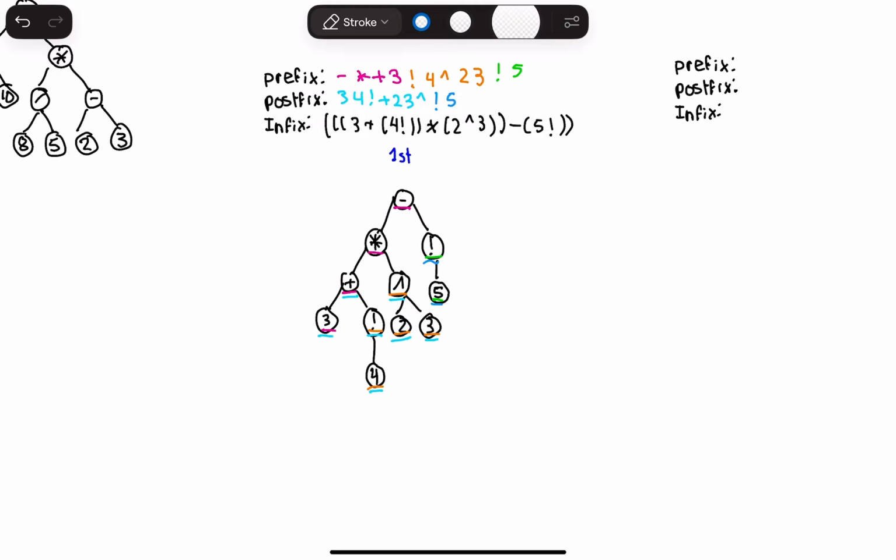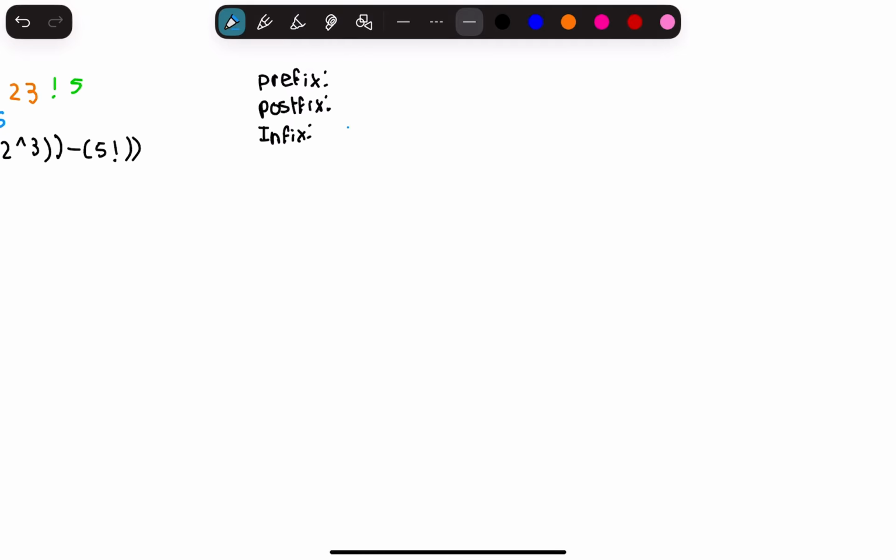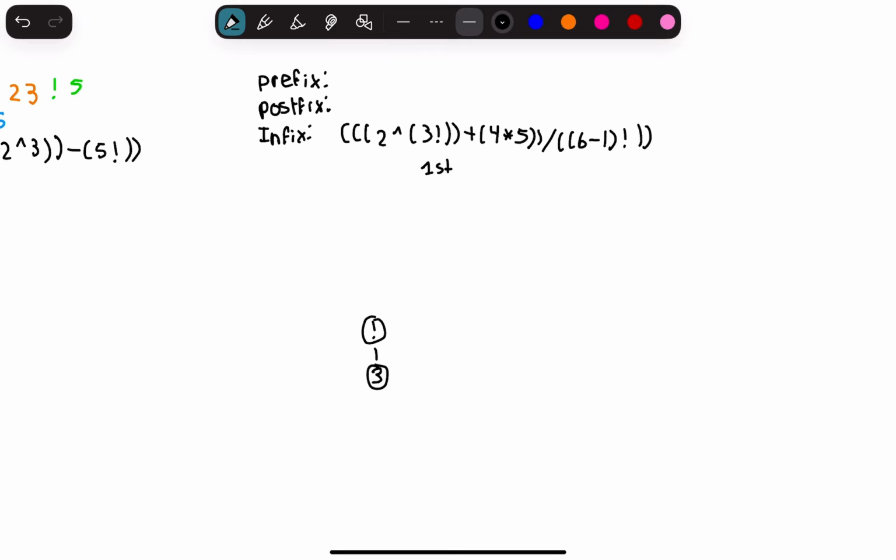Now, after this, let's do our next expression. So this is going to be 2 to the power of 3. So what's the most embedded? It's going to be that unary expression. It's the 2 to the power.